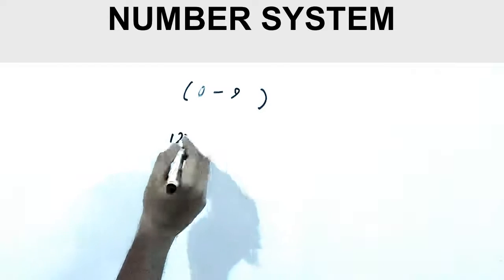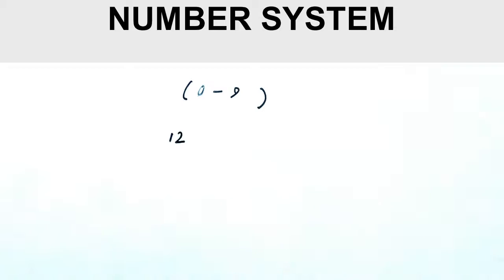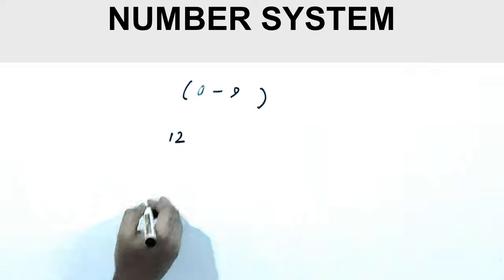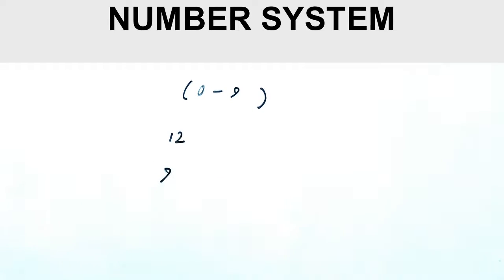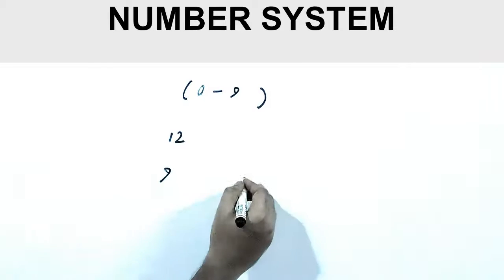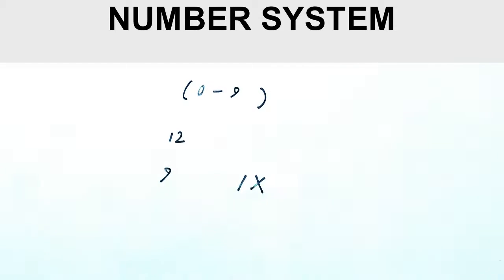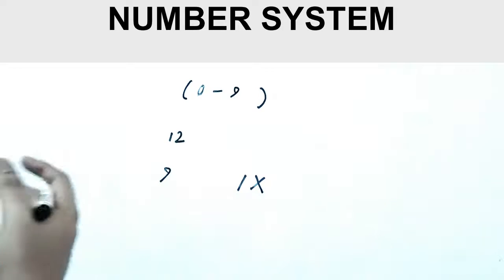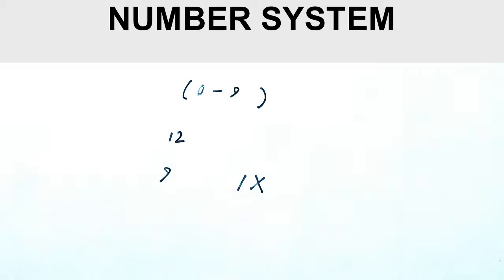Now, a decimal number can be represented in a different way in a different number system. Suppose 9 in decimal is represented by IX in Roman numerals. इसको बाइनरी में डिफरेंट तरीके से रिप्रेजेंट किया जाता है. So actually number system deals with representing numbers. I think you can understand. So let's start with more details.